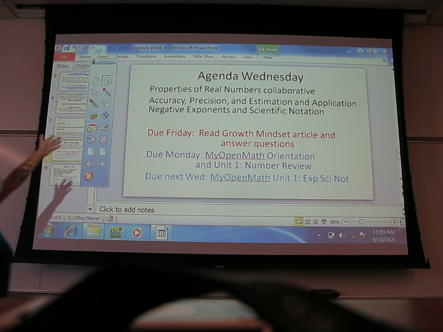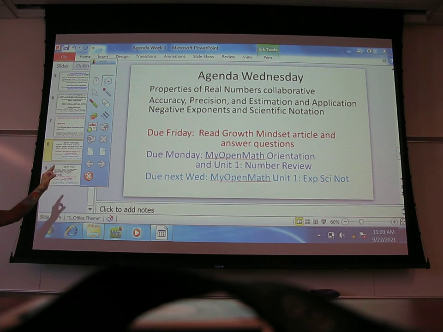So first of all, this is what we're doing today. We're going to finish up the properties of real numbers collaborative that you were working on last class. Let's go over that. Then we're going to work on accuracy, precision, and estimation, which is the next handout we're going to go through, and then there's a little application about that afterwards. And then negative exponents and scientific notation. Those are the things we're working on today.